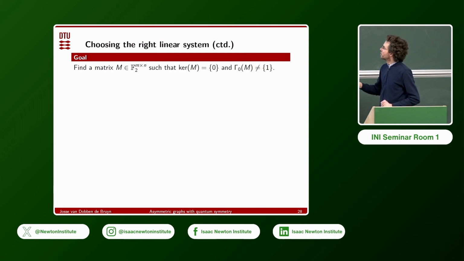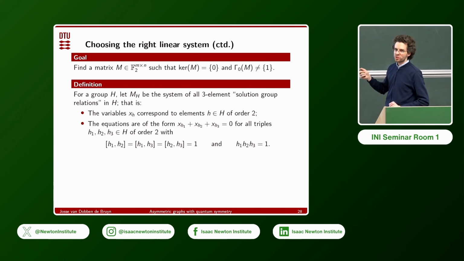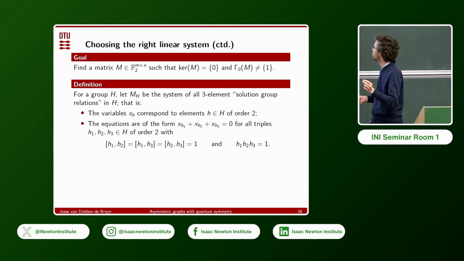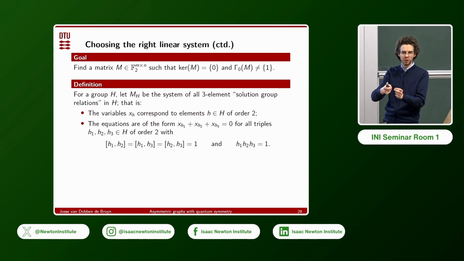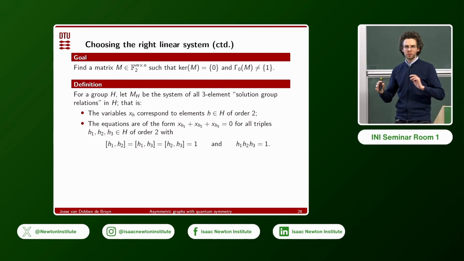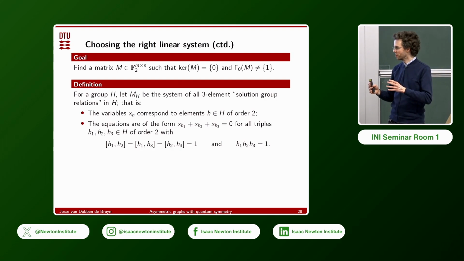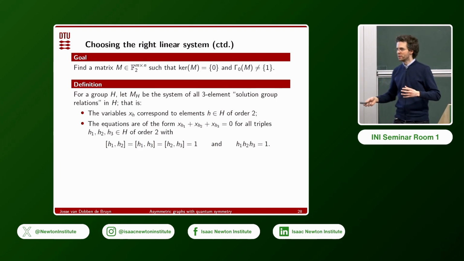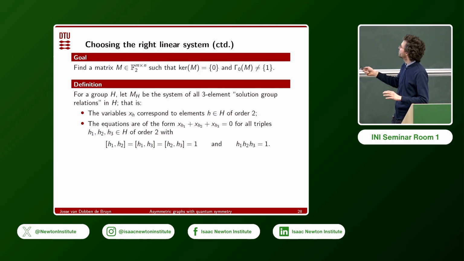And that's what we did. So again, the goal is to find a matrix where the kernel is 0 and the solution group is non-trivial. And the idea is now we're going to start with a target group H. We have some group H, and we want to write a system so that the solution group has a homomorphism to H. And for this, it's sort of similar to the idea in group theory where you take a finite presentation of your group by just a multiplication table. But here we cannot do that, but we can take all the relations in H.